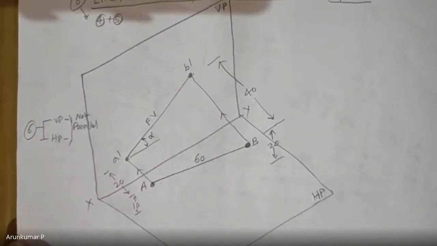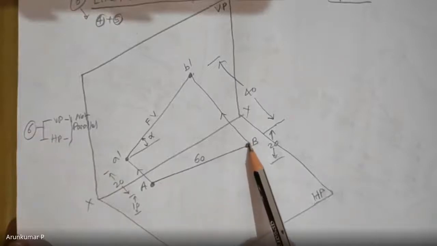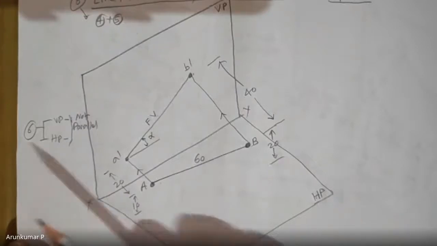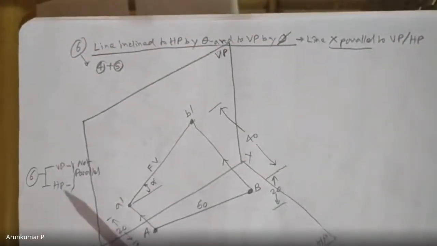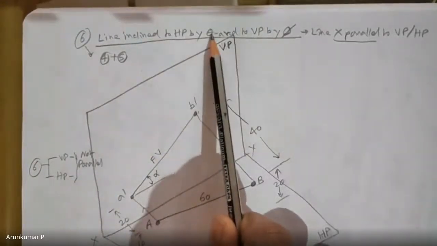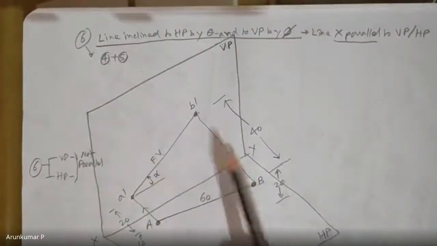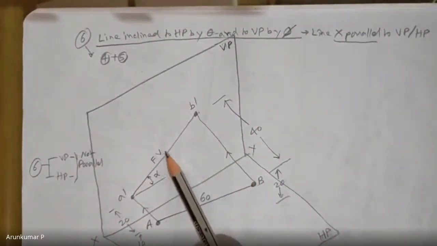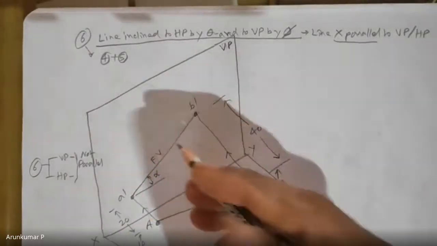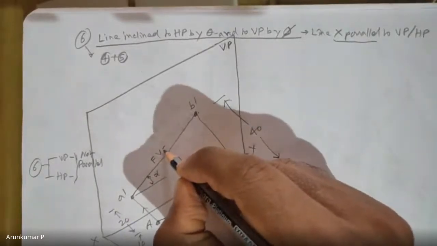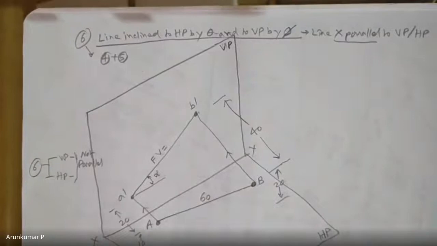Means it is at some angle. You can see it is slightly inclined to VP. And if you see the heading, what I have written here, the line is inclined to HP by theta and to VP by phi. So it is very clear that the line is not parallel to VP. When a line is not parallel to VP, can you get the true length of that line in that view in VP? No. So whatever is the length of the front view, maybe 50 mm, it will be less than 60.